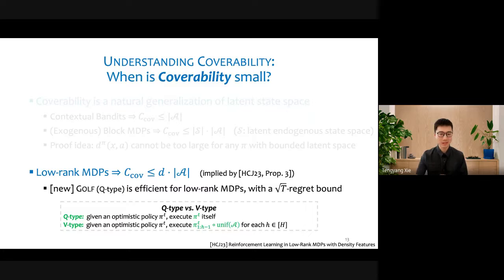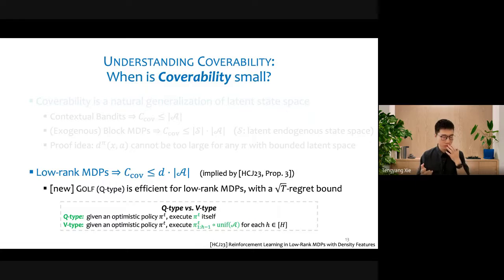And for the Q-type and V-type, that is a little tricky. That is for the Q-type algorithm, I think that is first introduced by Jin et al., the GOLF paper. Here, the Q-type means once we have an optimistic pi t, what we execute is pi t itself. On the other hand, for the V-type, for the first 1 to h-1 steps, we execute pi t, but for the last step, we execute the uniform action, uniform over the actions.